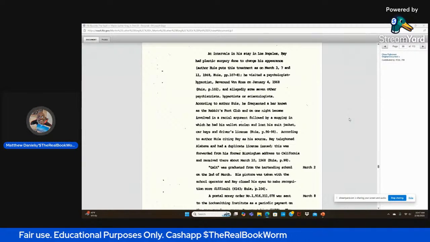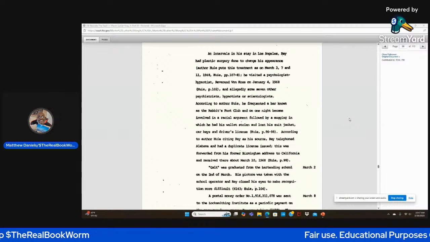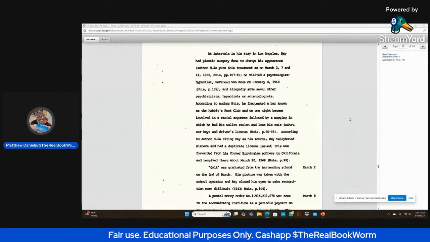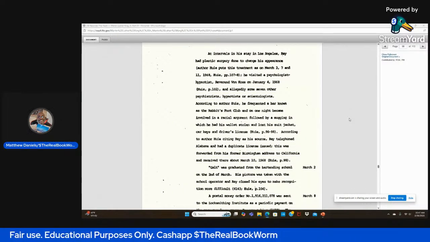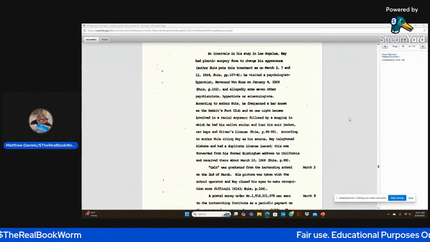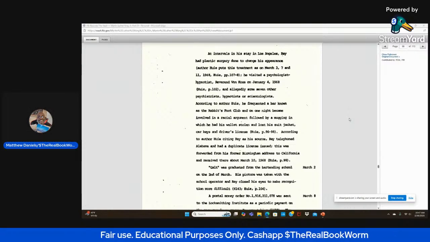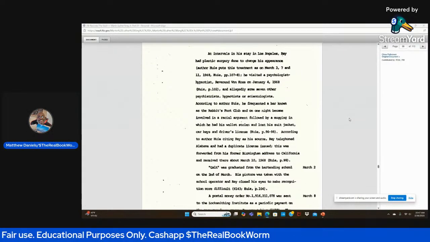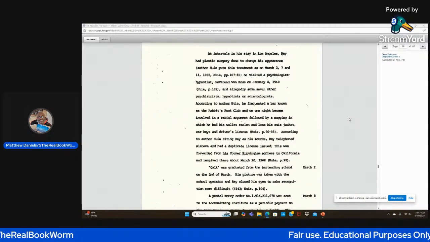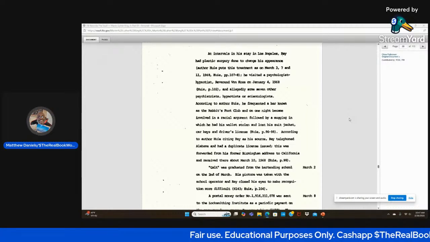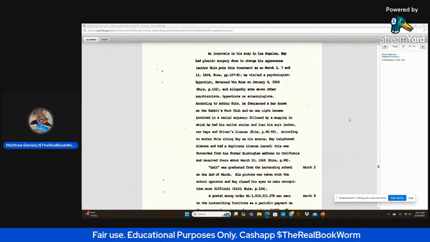Look, according to Arthur Huey, he frequented a bar known as the Rabbit's Foot Club, and on one night became involved in a racial argument followed by a mugging in which he had his wallet stolen and lost his suit jacket, car keys, and driver's license. According to Arthur Huey, citing Ray as his source, Ray telephoned Alabama and had a duplicate license issued. This was forwarded from his former Birmingham address to California and received there about March 10th, 1968.